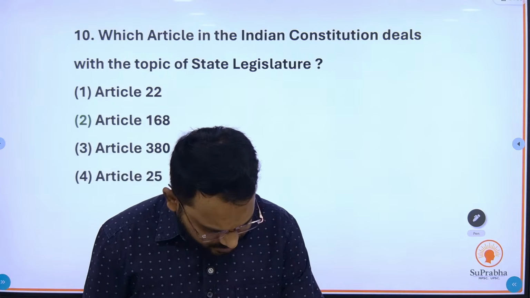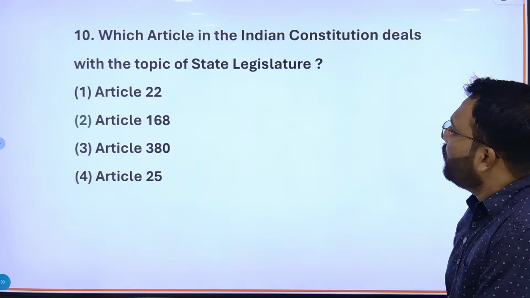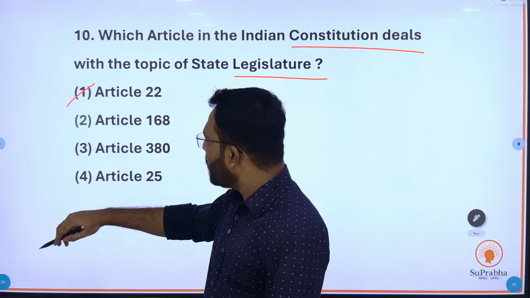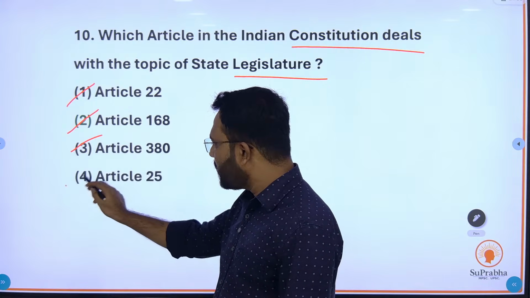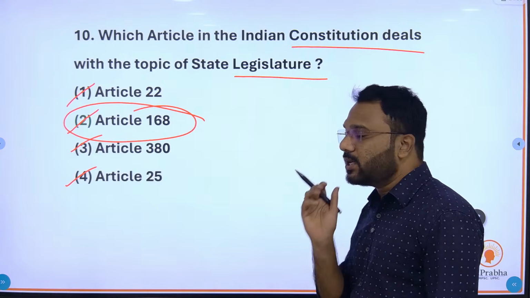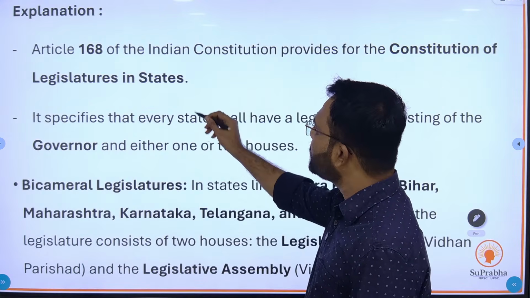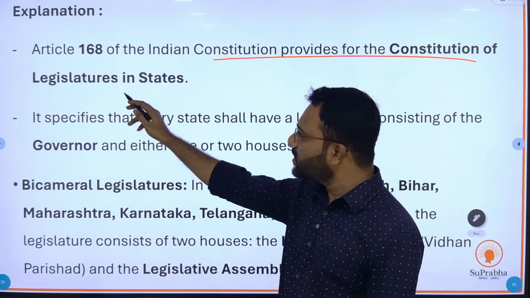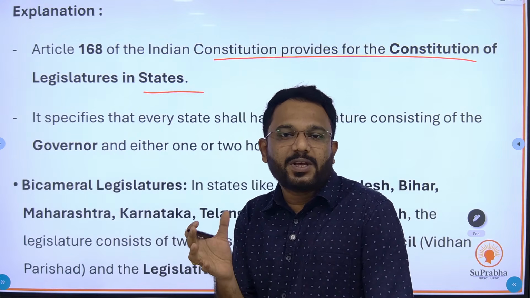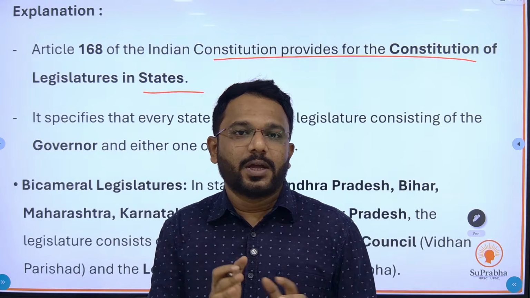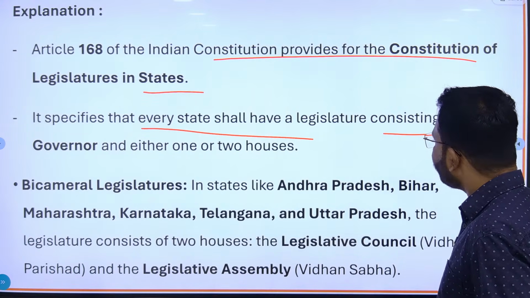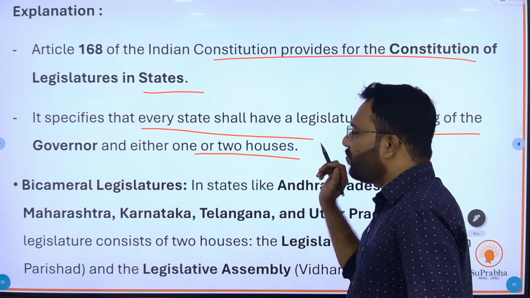येस 168. काय म्हणतोय तनिष? 168. ओके. Which article in the Indian Constitution deals with the topic of state legislature? Options are Article 22, Article 168, Article 380, and Article 25. So here the right option is option number 2, Article 168. Fine. Explanation: Article 168 of the Indian Constitution provides for constitution of legislature in state. So according to Article 168, this article provides for the composition and the formation of state legislature in each and every state of this Indian Union. It specifies that every state shall have a legislature consisting of governor and either one or two houses.